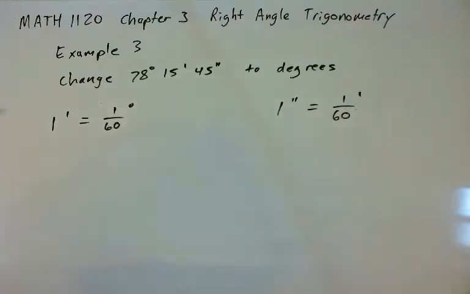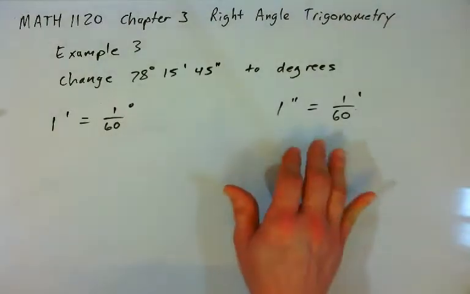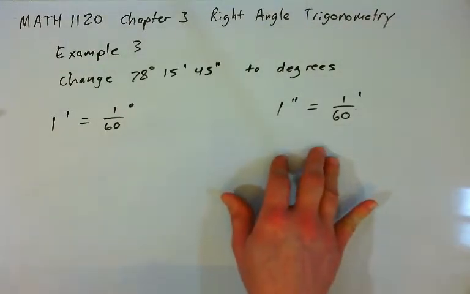This is example 3. It says change 78 degrees, 15 minutes, and 45 seconds to degrees. And again, by that they mean change this to decimal degrees, 78 point something degrees. And so again, we know that 1 minute is equal to 1/60th of a degree, and that 1 second is equal to 1/60th of a minute.